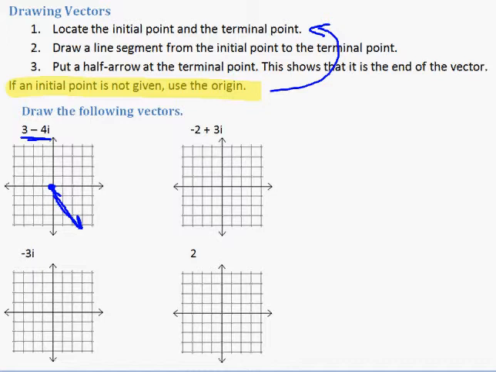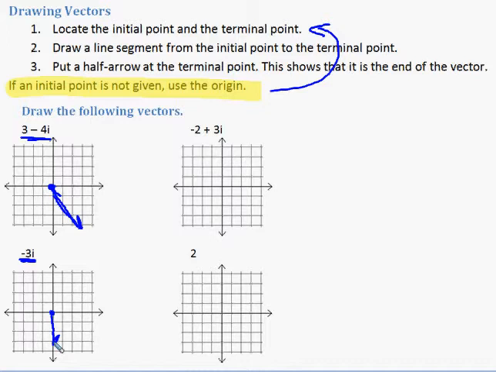And same idea for the rest of these. Again, this one, we'll go down to this -3i here. So we'll start at 0 again. This is i, so that has to do with our vertical. So we're going to go down 3. And we're going to put a half arrow on there. So that's a vector that represents -3i.